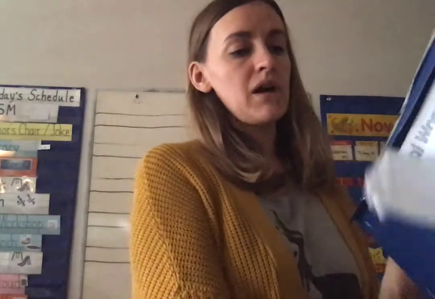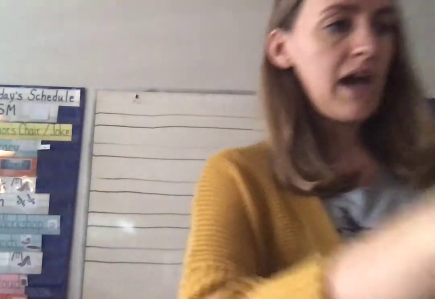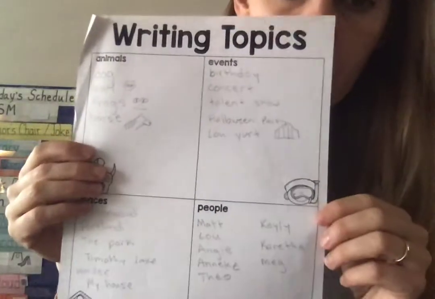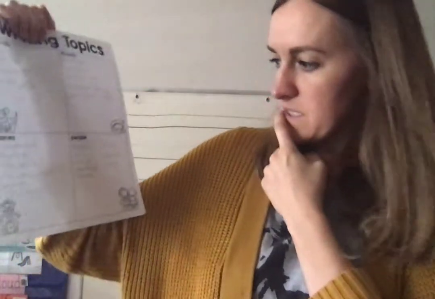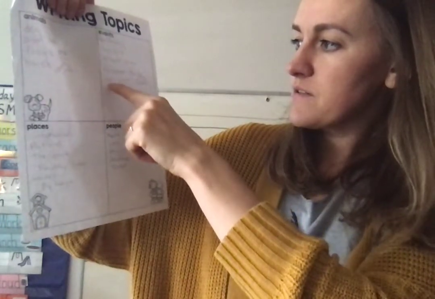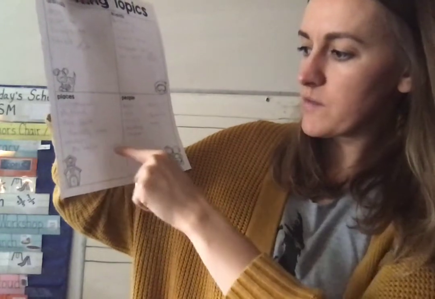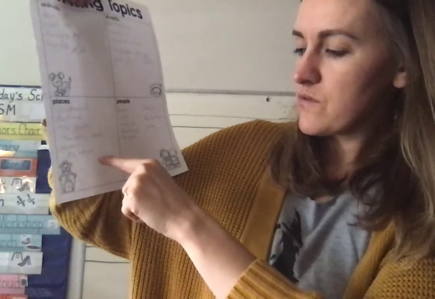So what I'd like you to do is think of something you'd like to write about. So, I'm going to use my tools and I'm going to look at all the writing topics I added recently. I added a lot of new things. Let me look at the events. Halloween party, taking Lou to a yurt. These are places I know about. Timothy Lake, Warder Elementary, my house, Warder. Oh boy, I haven't been there in a long time. That's a school that I went to when I was a kid. Maybe I'll do a story about Warder. Ooh, I have a good story about Warder.